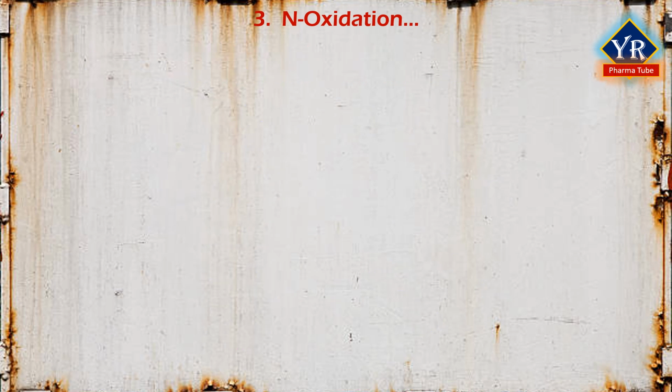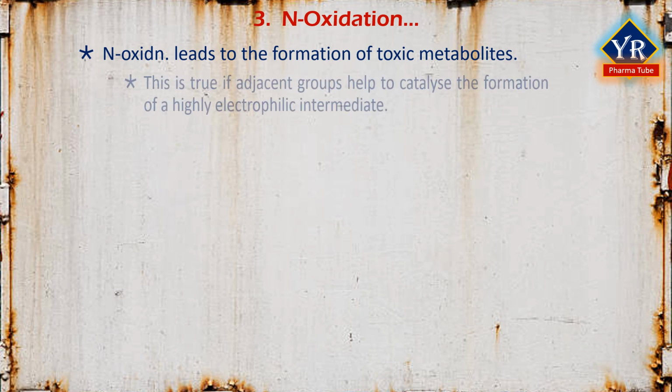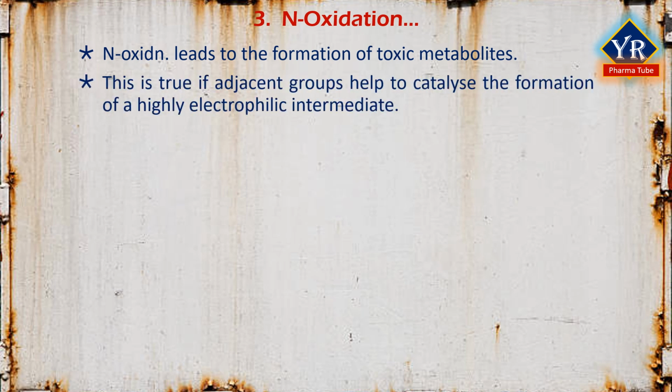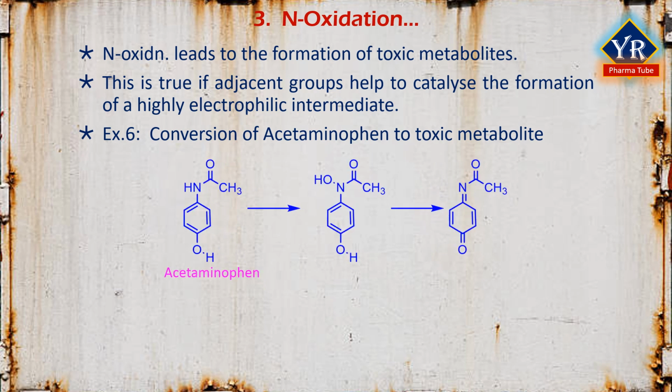In some instances, N-oxidation can lead to the formation of potentially toxic metabolites. This is especially true if adjacent functional groups help to catalyze the formation of a highly electrophilic intermediate. A good example of this is seen with acetaminophen. When acetaminophen is taken in normal doses, approximately 1 to 2% of the drug undergoes N-oxidation.